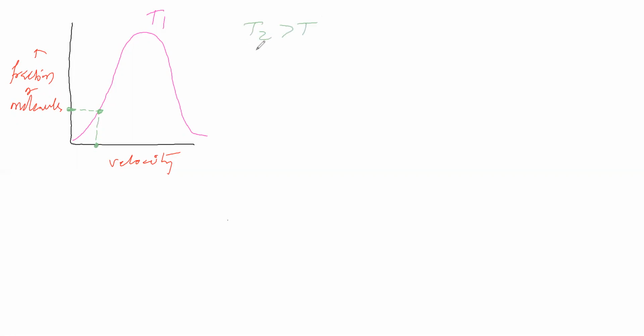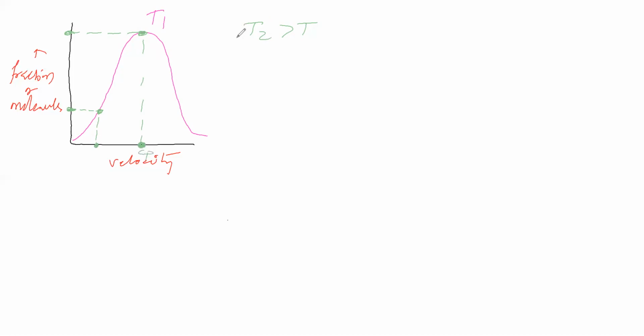When the temperature is T2, will this fraction of molecules have this velocity, or will it move to the right side or to the left side? One student says it moves to the right side. So you are saying that this fraction of molecules will move towards this side of velocity. Now, this is the maximum fraction of molecules having a velocity, called the most probable velocity.